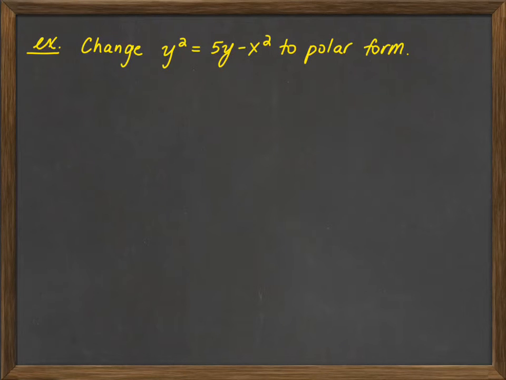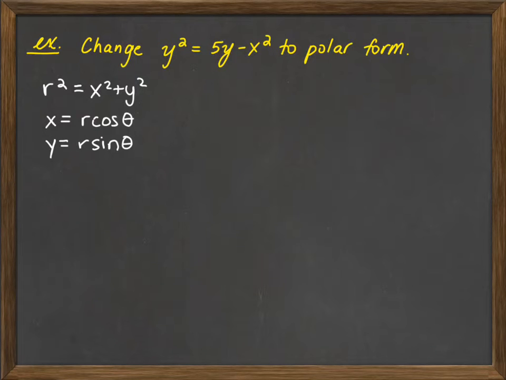We want to change y squared equals 5y minus x squared to polar form. So once again, the relationships we have to work with are r squared equals x squared plus y squared, x equals r cosine theta, and y equals r sine theta. Now, let's see how we can use this.